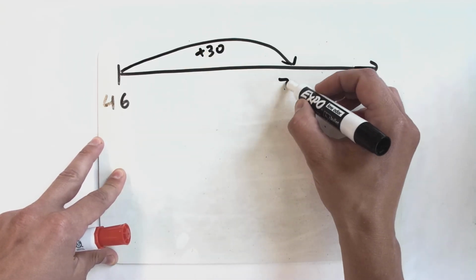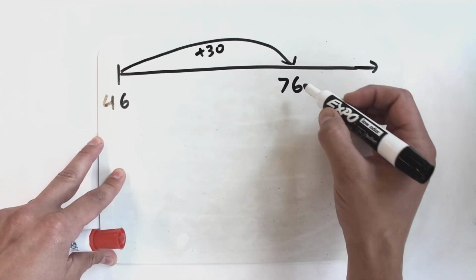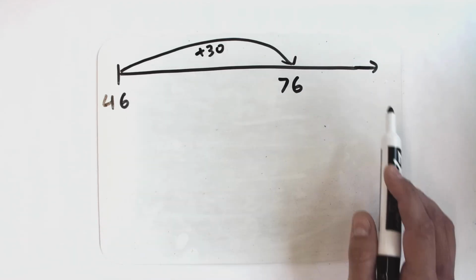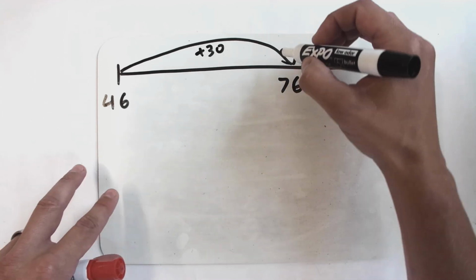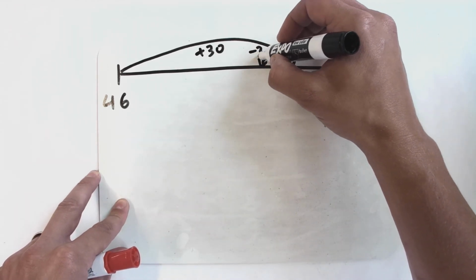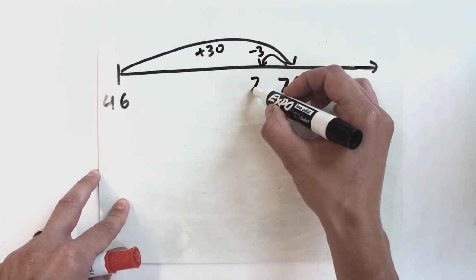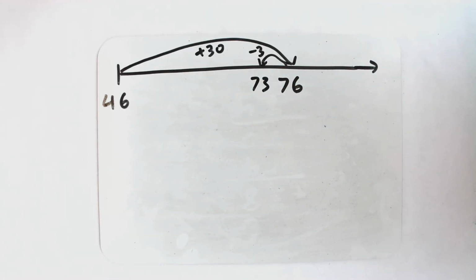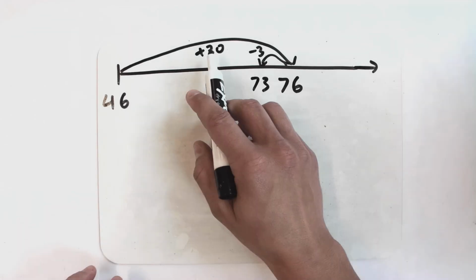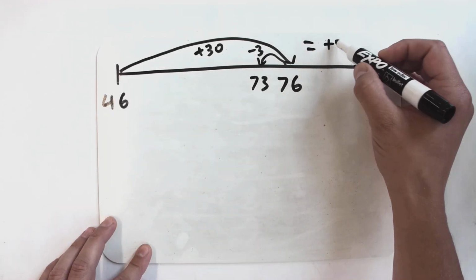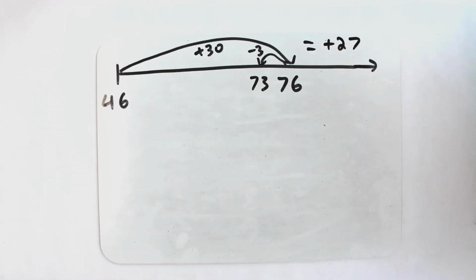Right, we added 3 10s to get to 76. So we overshot, we just wanted to go to 73, we overshot it a little bit, so I need to take away 3 in order to get down to 73. So there again, my difference is shown in my jumps there, so positive 30 and minus 3. So in total, I did a jump of 27.